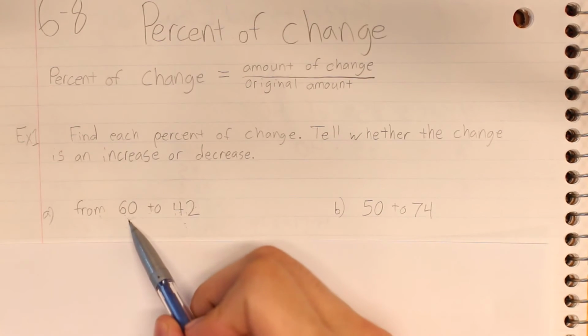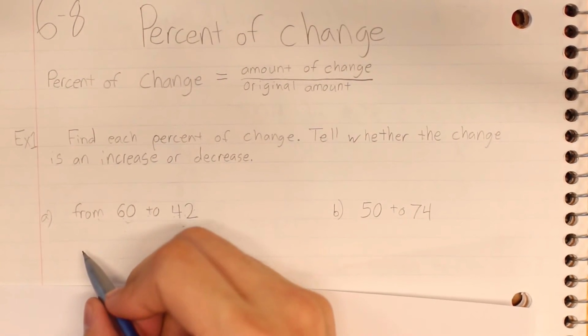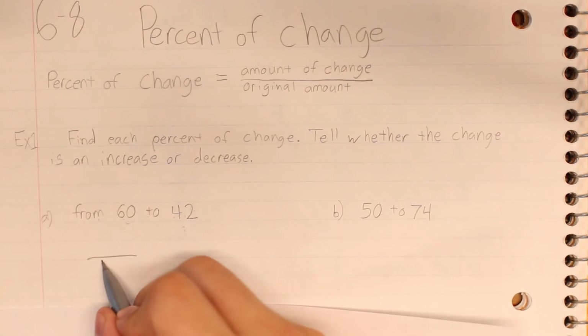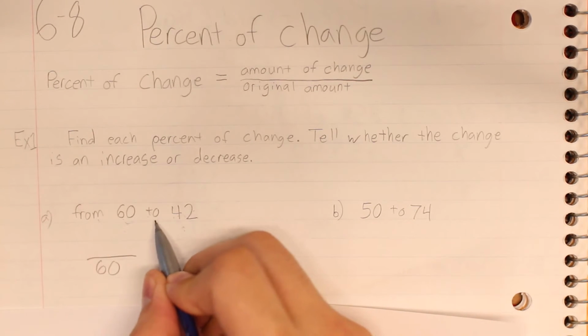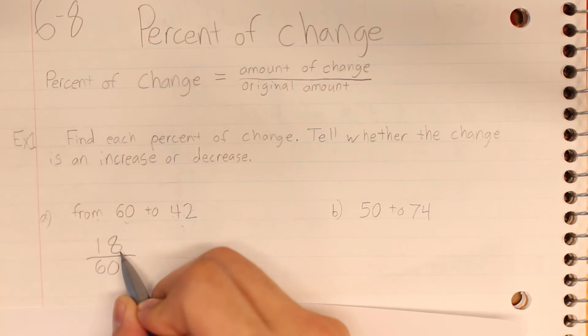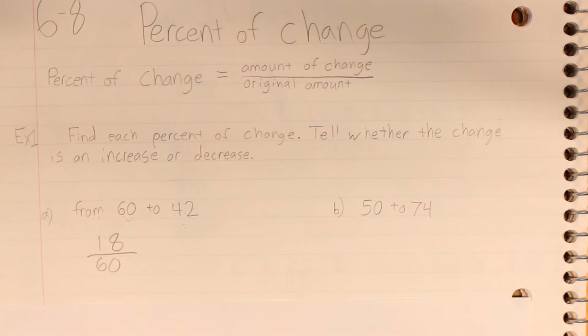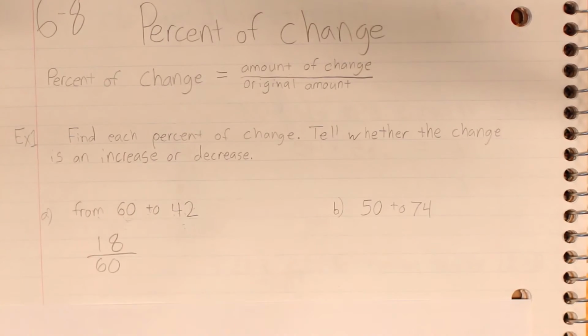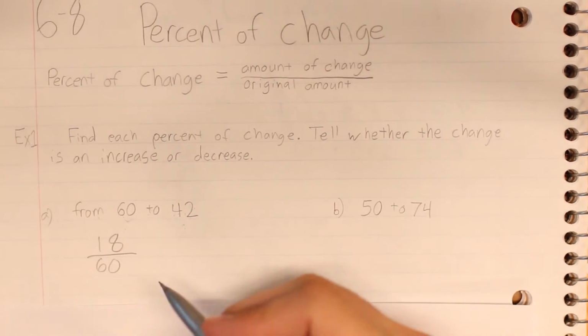And the original amount is the amount we start with. So we end up with this right here. We have our original amount, which is easy to see, is 60. And the amount of change is, like I said, just subtract this, and you would end up with 18. So 18 is the amount of change. We then need to turn this into a percent. So you could use long division, you could reduce it first and then divide, you could find if there's a way to get the bottom number to 100. There's a lot of different options we have.